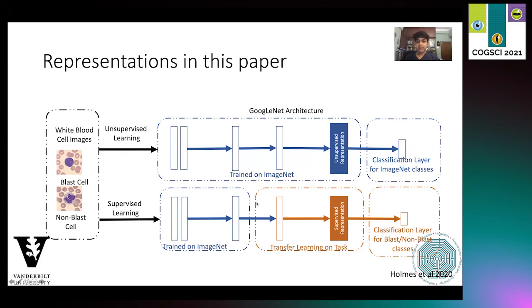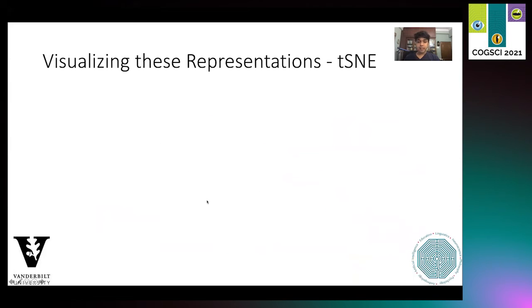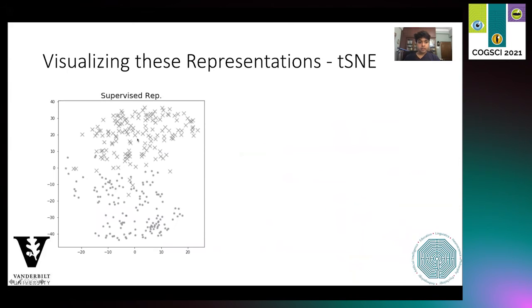So two representations, unsupervised and supervised. And it's this layer of the neural network that we're going to look at. So we can visualize these representations. The crosses are blast and circles are non-blast.